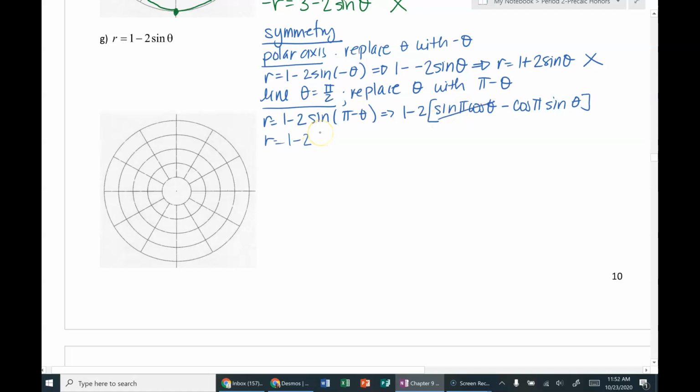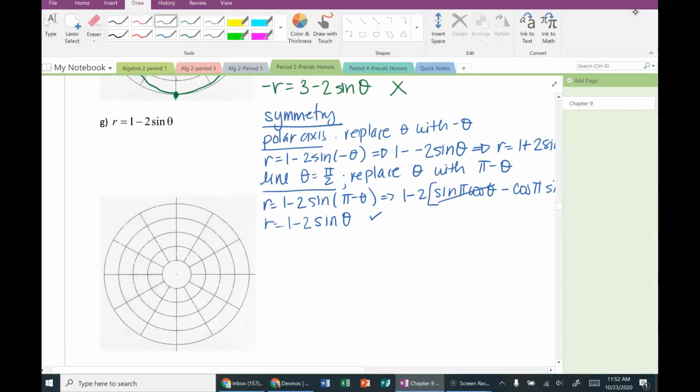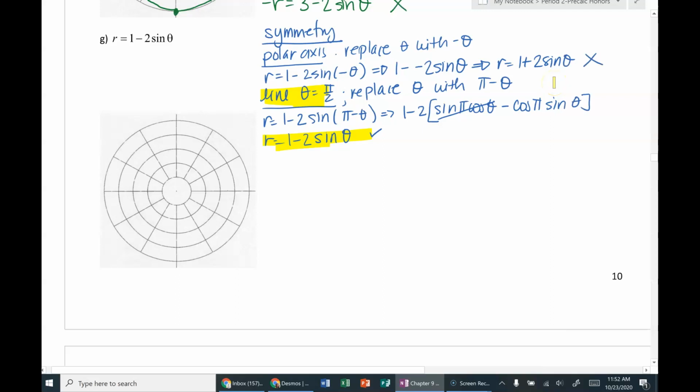So I have negative cosine of pi. Cosine of pi is negative 1, so negative times a negative is now a positive sine of theta. It's exactly the same. So right now it is definitely symmetric about the line theta equals pi over 2. I would take my highlighter and highlight this. The reason I want to highlight that is because when we graph it out using decimals, it should be reflected about the y-axis, okay?